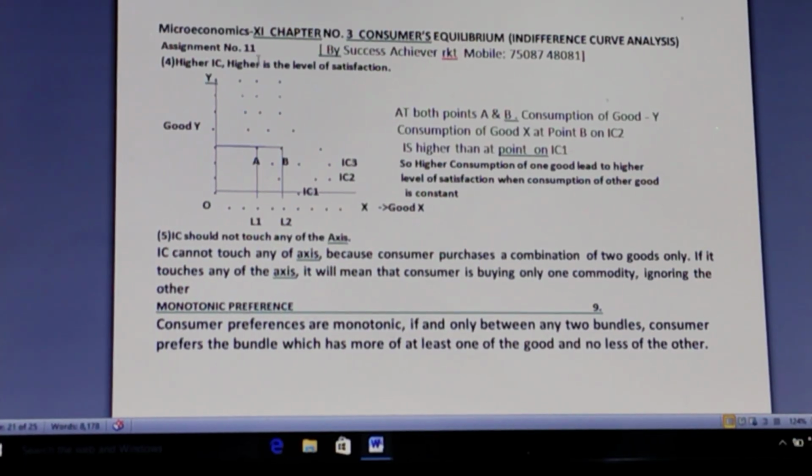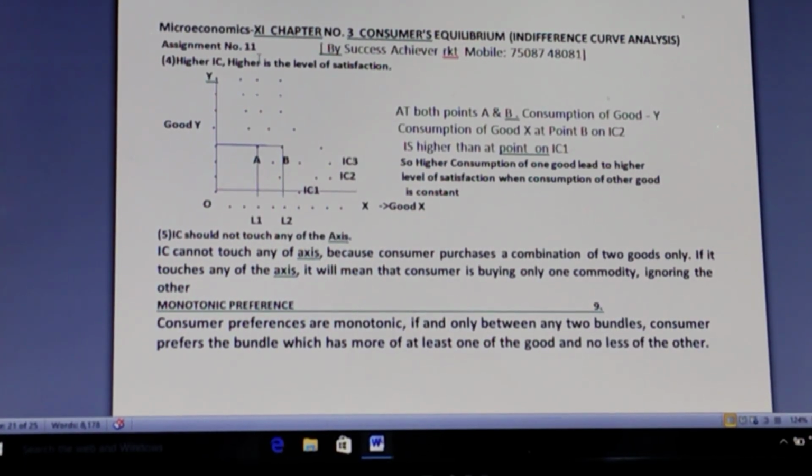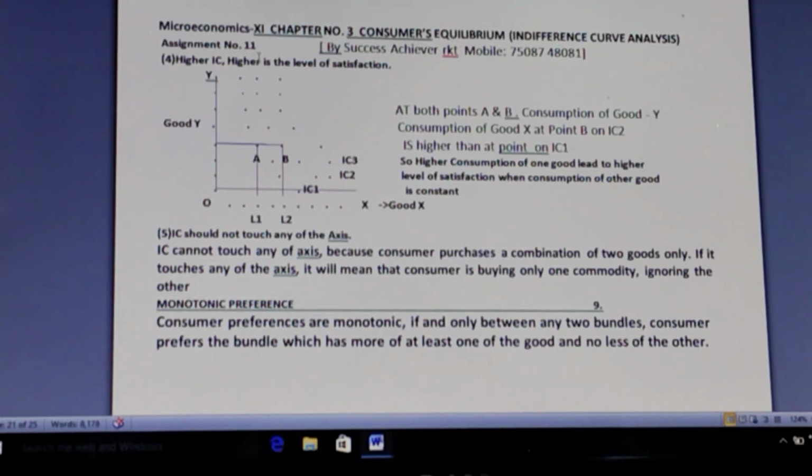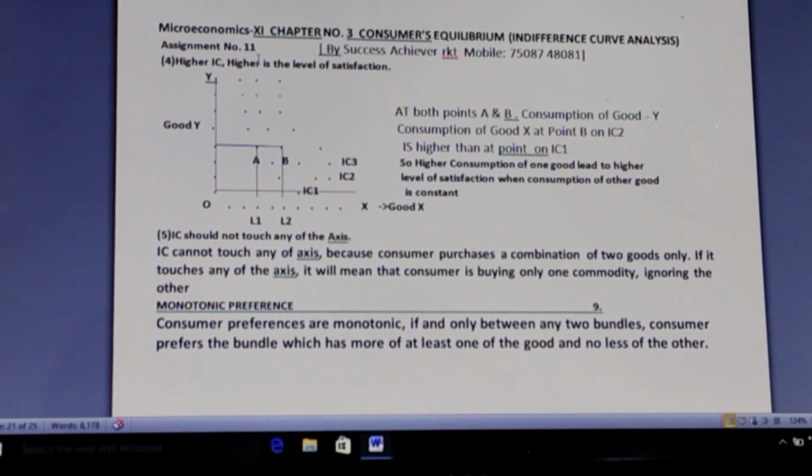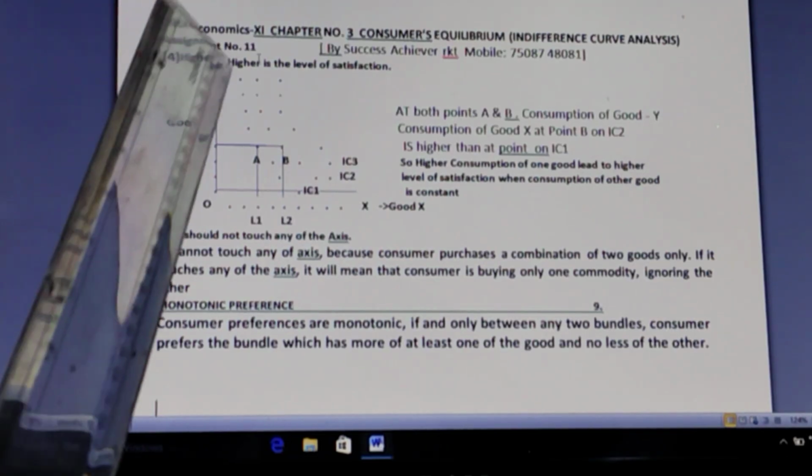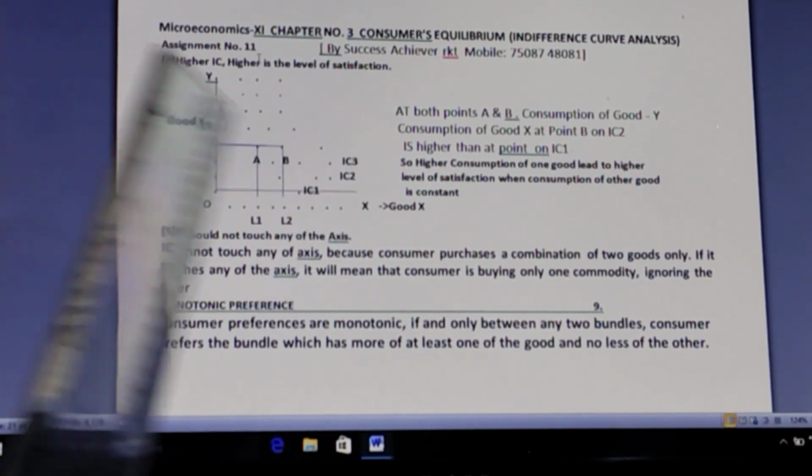So in the previous video, I discussed some of the basic topics: indifference curve, indifference map, indifference set, then properties of IC. So three properties I have discussed, now the fourth one. Higher IC gives the higher level of satisfaction. Also we can say lower IC will give the lower level of satisfaction. So here I have drawn three curves, IC1, IC2 and IC3.